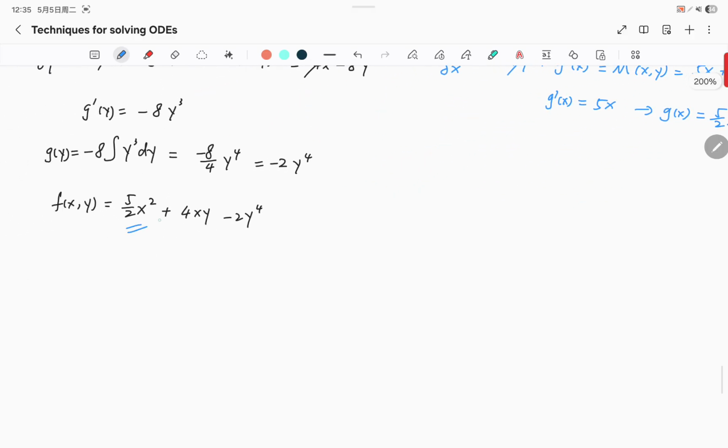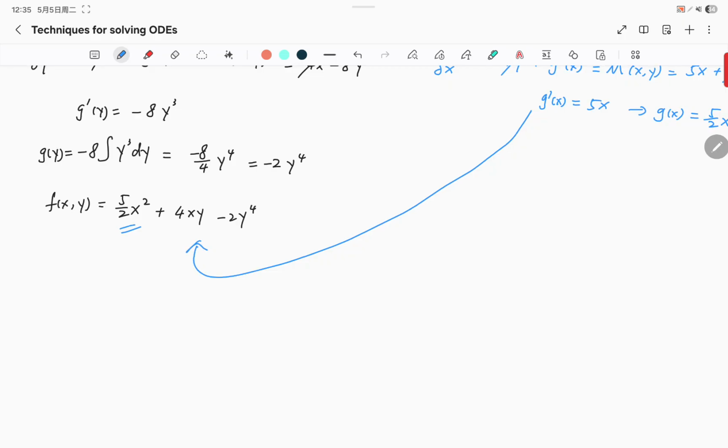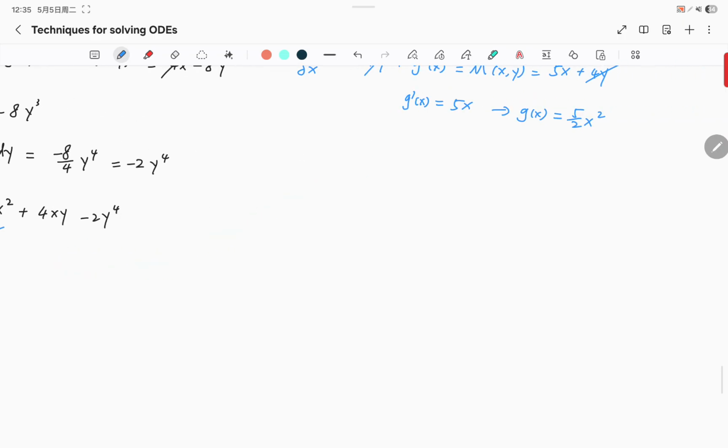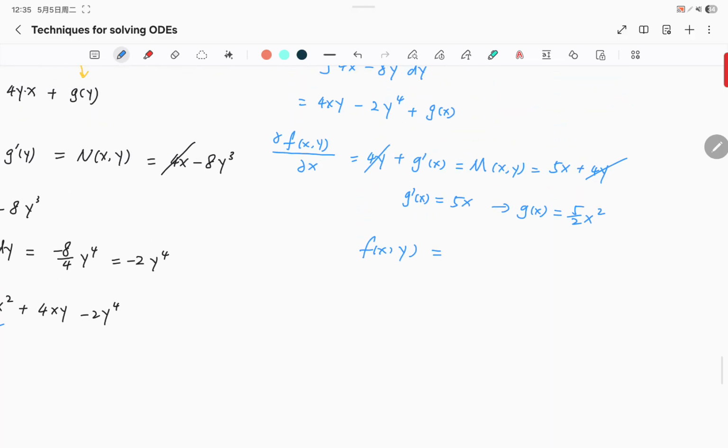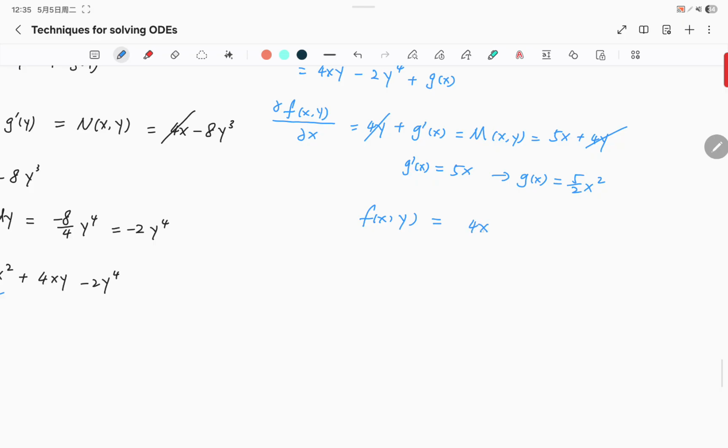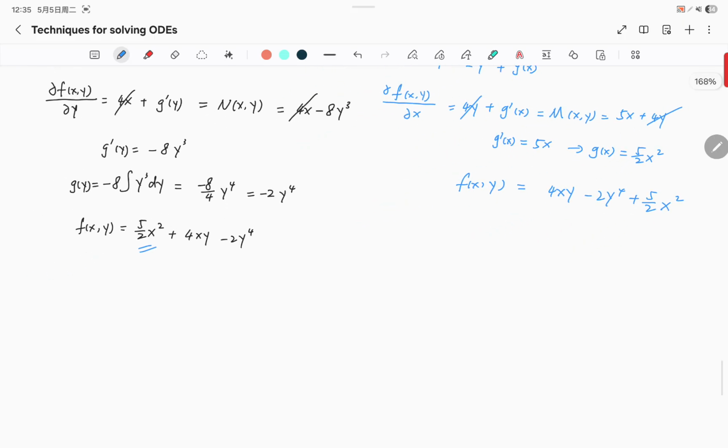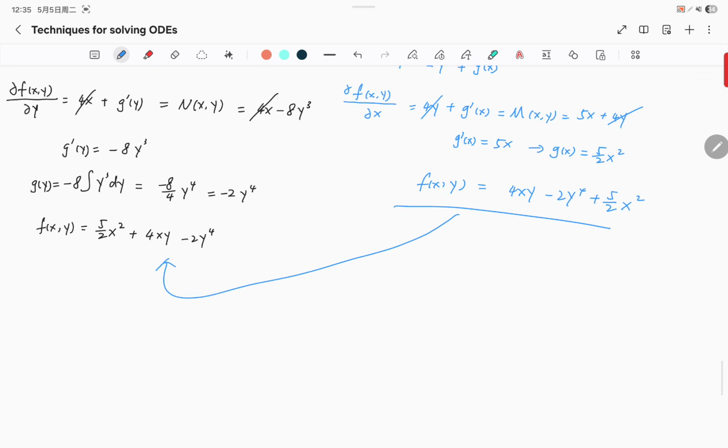Magical thing. They're the same, right? From here, you can write 4xy minus 2y to the power 4 plus 5 over 2 x squared. This is the same as this, just in different orders.